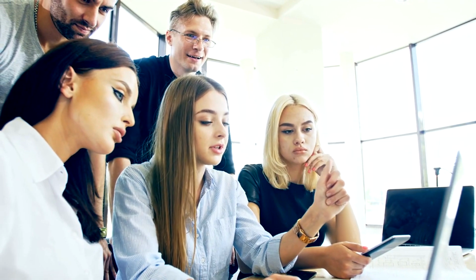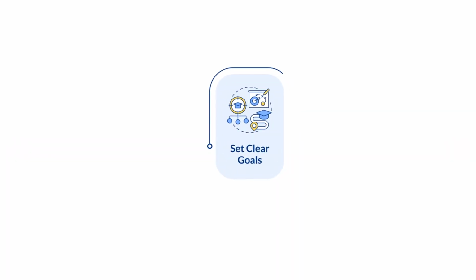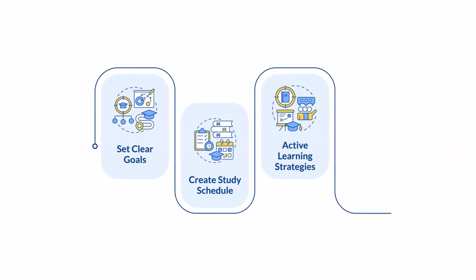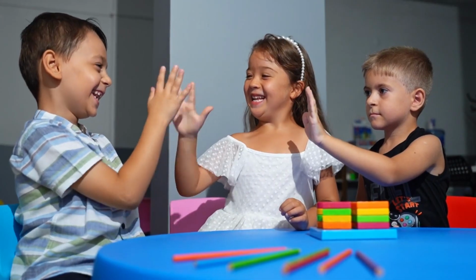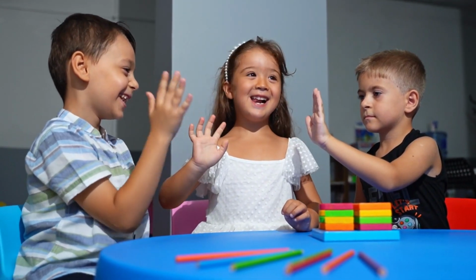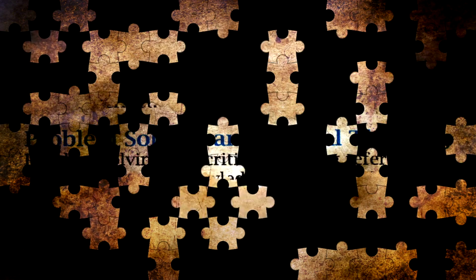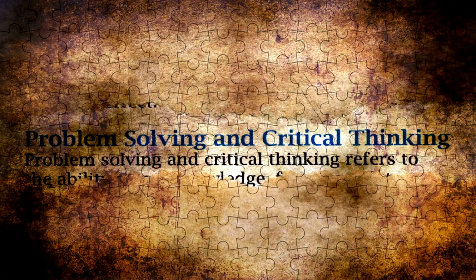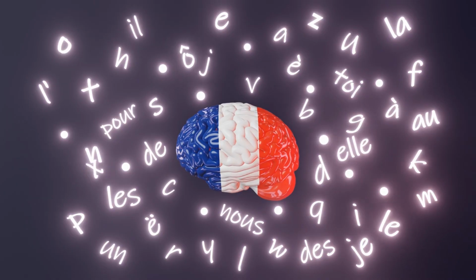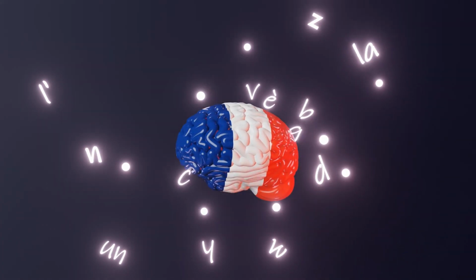Another important aspect of active learning is the emphasis on critical thinking. Active learning encourages students to analyze information, evaluate different perspectives, and synthesize knowledge from various sources. This process helps students develop higher-order thinking skills, which are essential for success in both academic and professional environments. By engaging in activities that require them to think critically, students learn to approach problems systematically, consider multiple solutions, and make informed decisions.